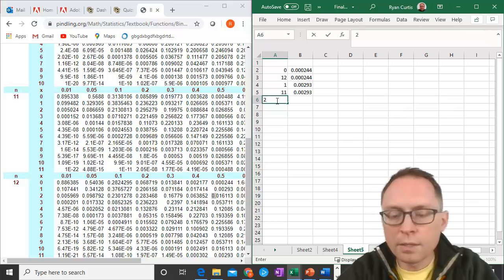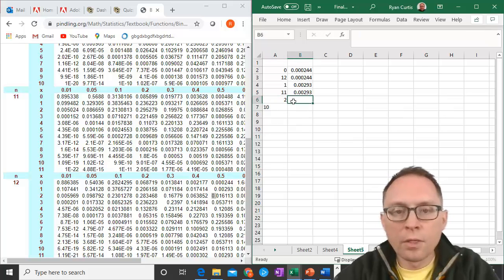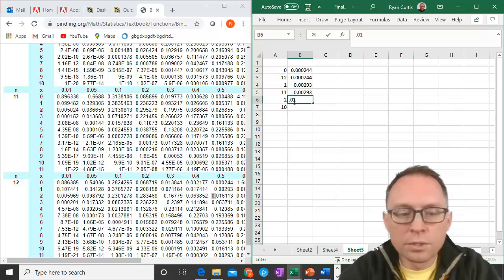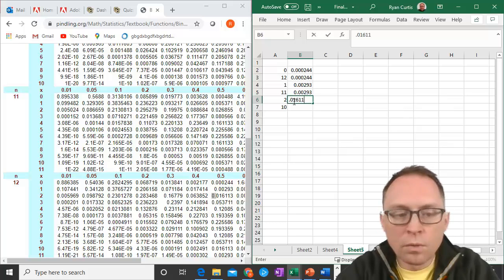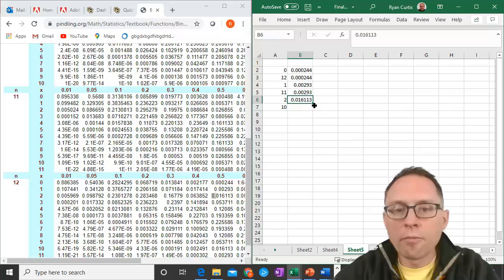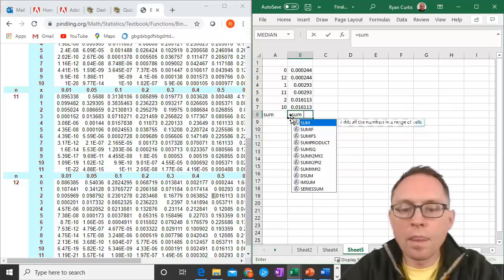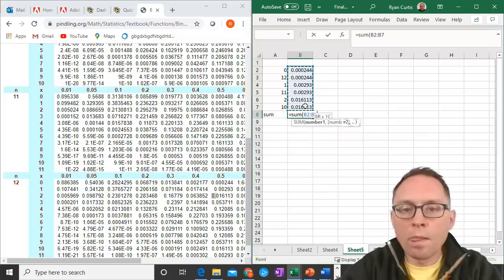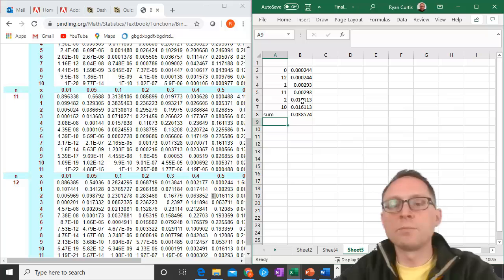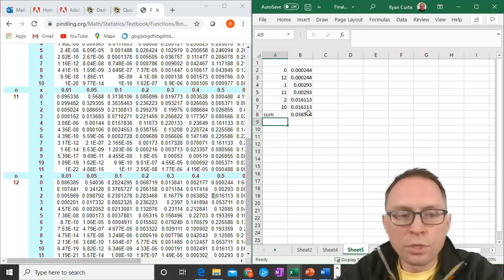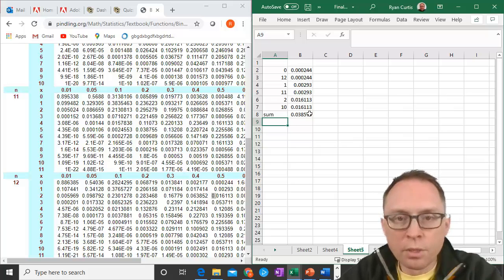Then we need the probabilities of 2 and 10. And those are 0.016113. Both of those. And if you add those up, you're going to get less than 0.05. Okay? So I'm going to reject the null for 0, 1, 2, 10, 11, and 12.